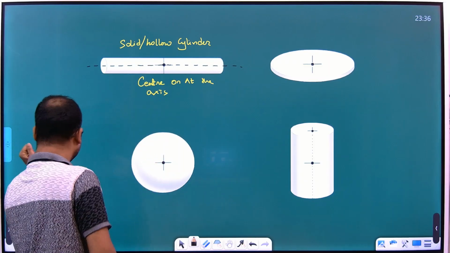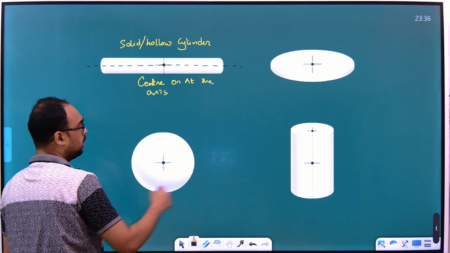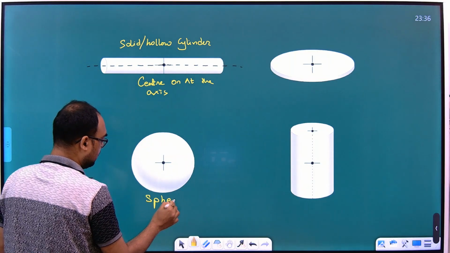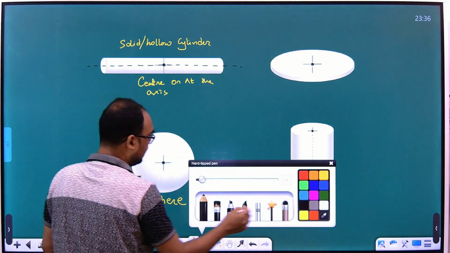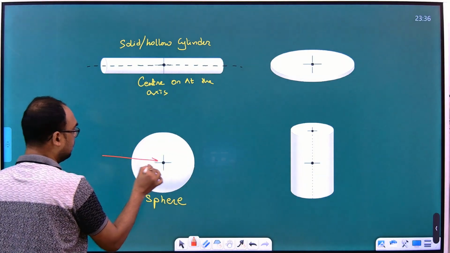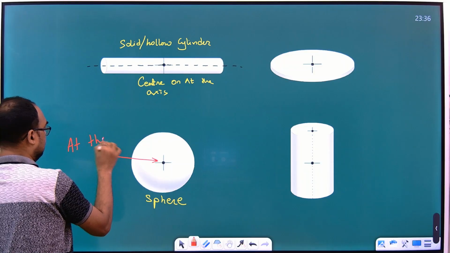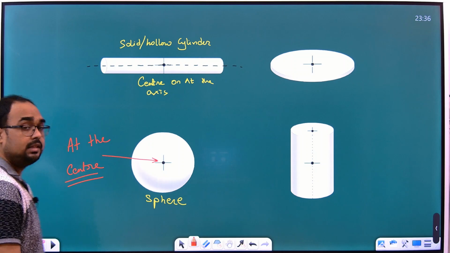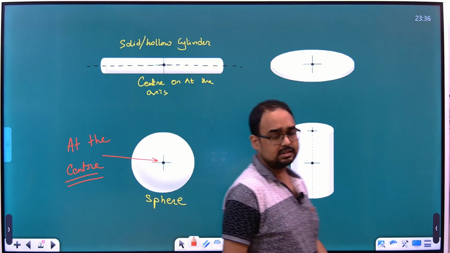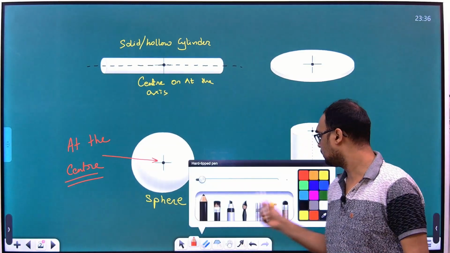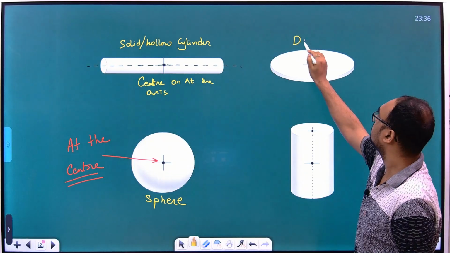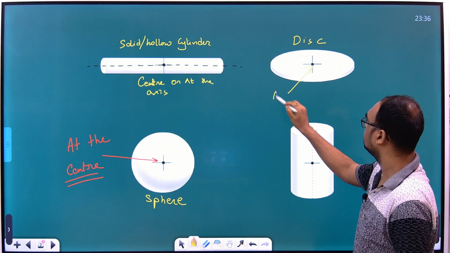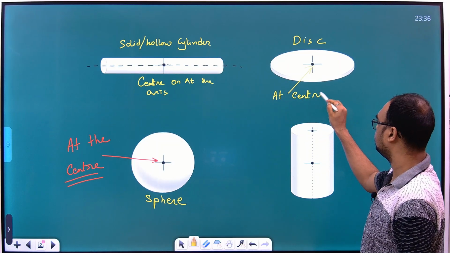For a sphere, the center of gravity is very simple. It will be at the center. For a sphere, it will be at the center. This is a flat disc. For a disc, again, the center of gravity is at the center.